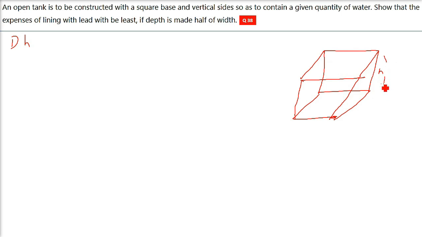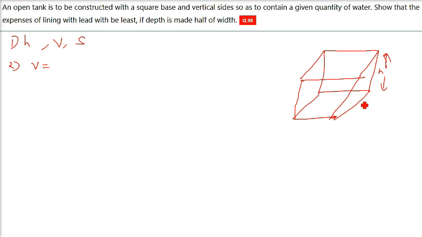Okay. The height is h. You can call it depth also. V will be the volume, and S the surface area, because the expense of lining of lead will come from surface area only. So these are all our guesses or imaginations.